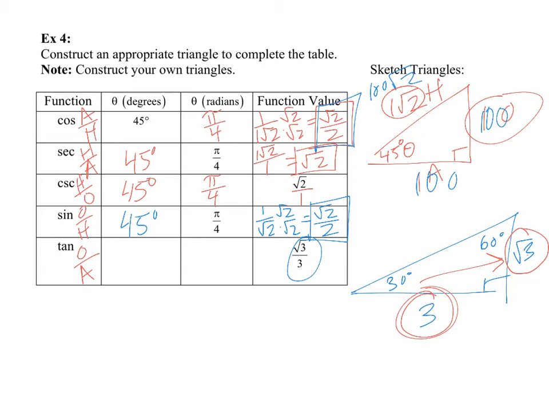All right, now this is the angle I'm working with because that's what gives me this ratio. So this is going to be 30 degrees, and 30 degrees in radians is pi over 6. All right, going on to the next example.